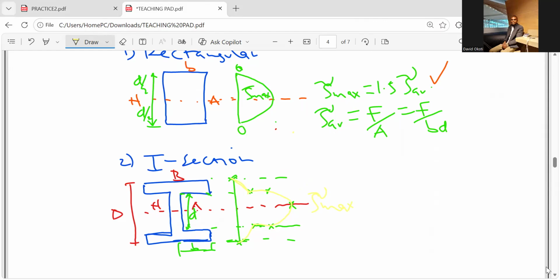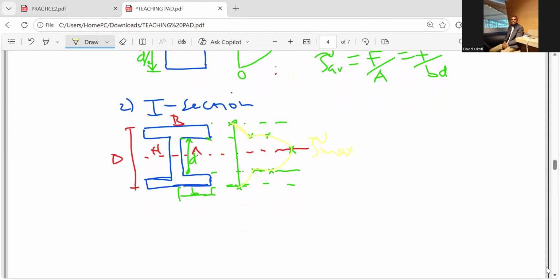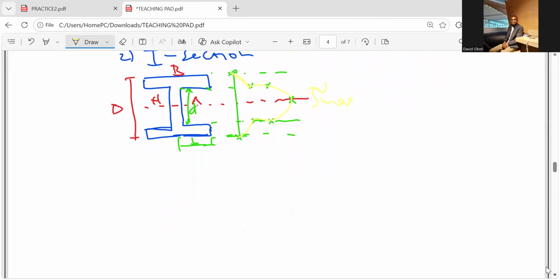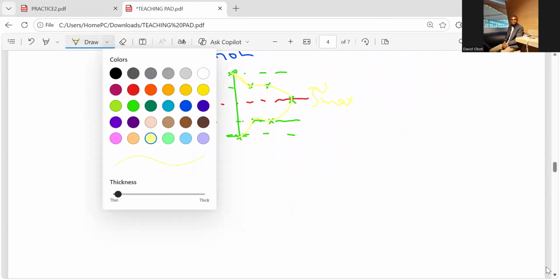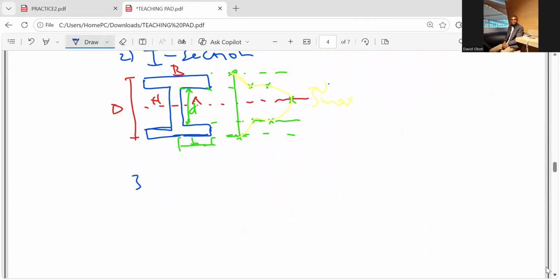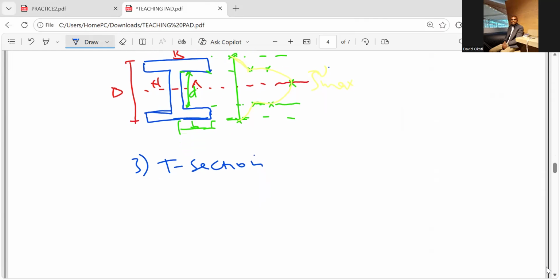Then finally we can look at the shear stress distribution in a T section. That will be our number 3. This is the T section. Just from the name, it is basically a capital T. Now for the T section, it takes this shape. This is our T section.